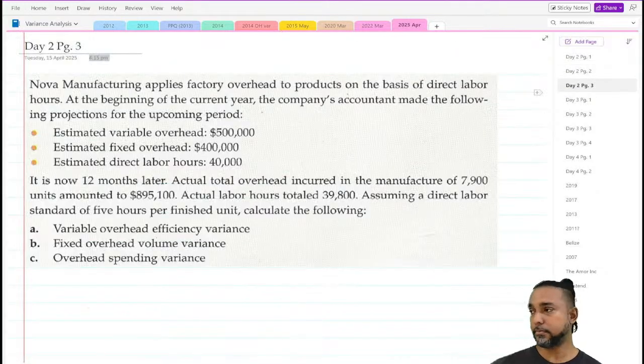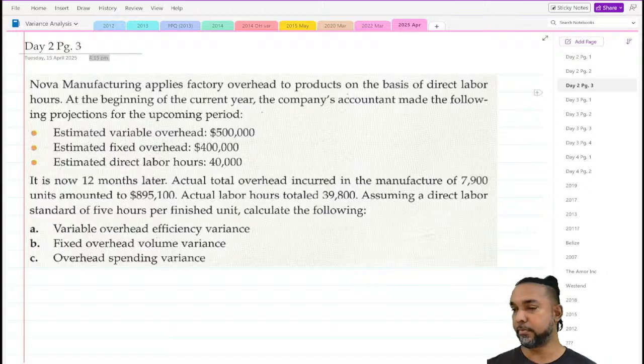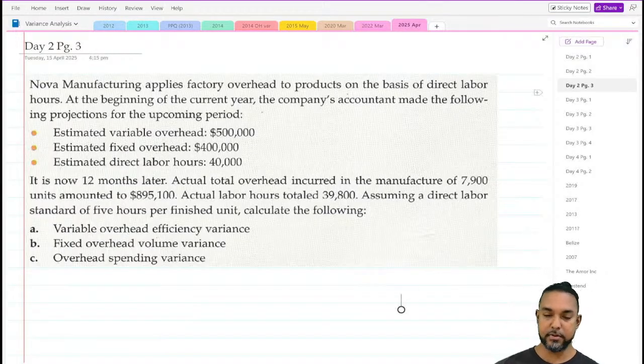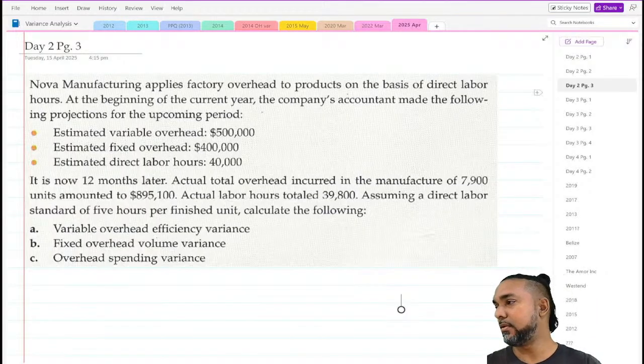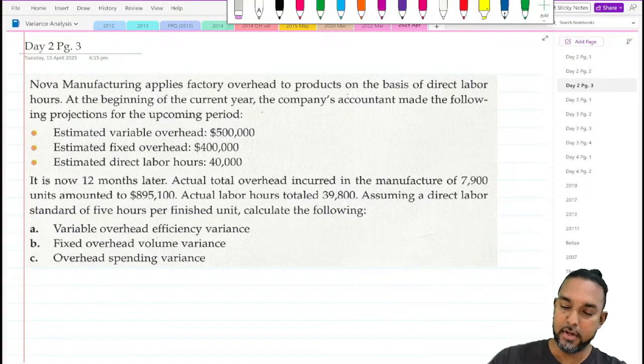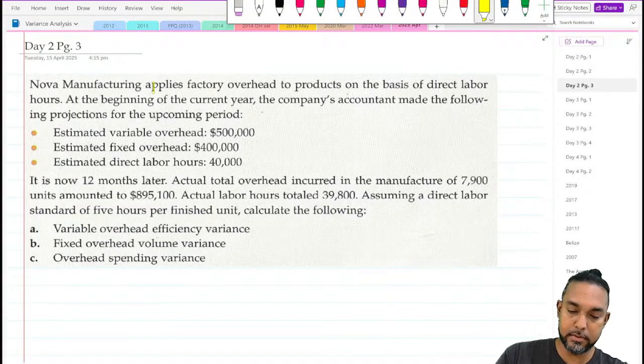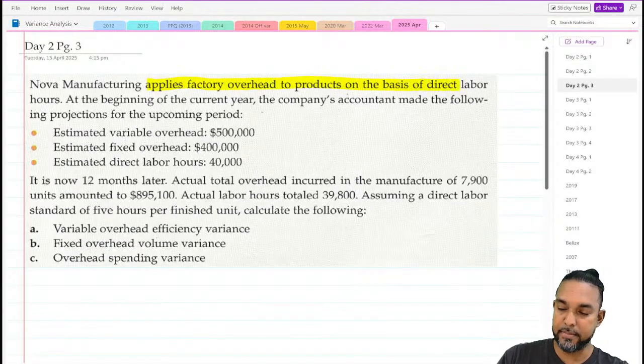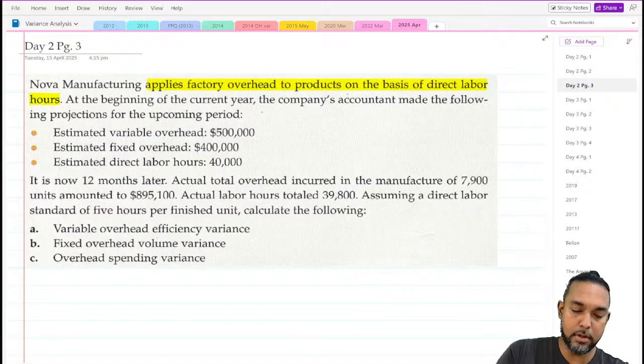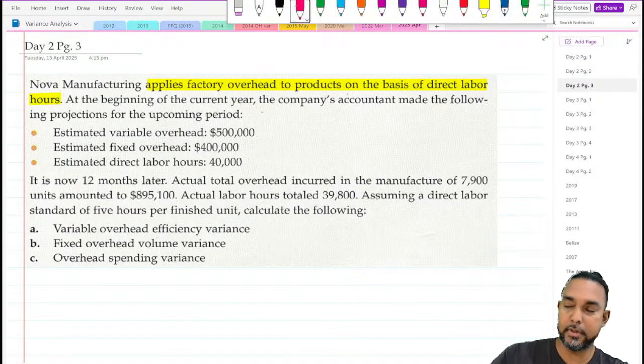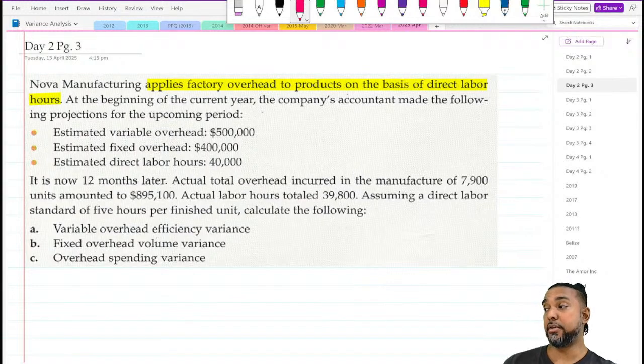All right, guys, so let's go to the next page. Nova Manufacturing applies factory overhead to products on the basis of direct labor hours. Let's just highlight that, so we have the information readily available to us. They apply factory overhead to products on the basis of direct labor hours. Okay, cool. Next. At the beginning of the current year, the company's accountant made the following projections of the upcoming period.